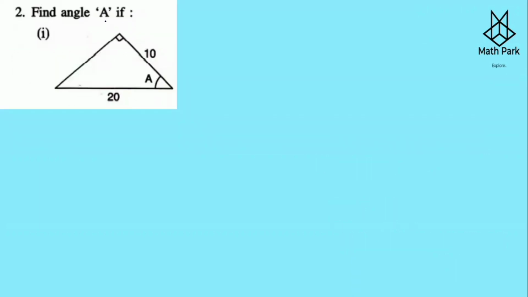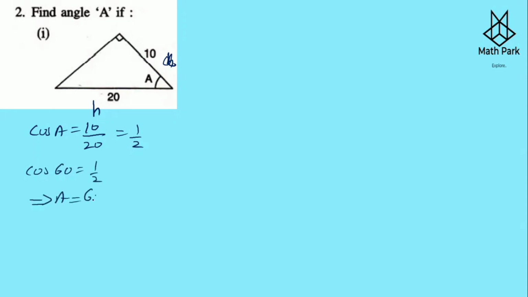Here in question number 2, we have to find the angle when the sides are given. With respect to this angle A, this is the hypotenuse because it is opposite to 90 degrees, and this is adjacent. So hypotenuse and adjacent, which ratio is involved? It is cos. So cos of A is equal to adjacent upon hypotenuse, which is 10 upon 20, which is 1 by 2. And we know that cos 60 is equal to 1 by 2. So this implies A is equal to 60 degrees.